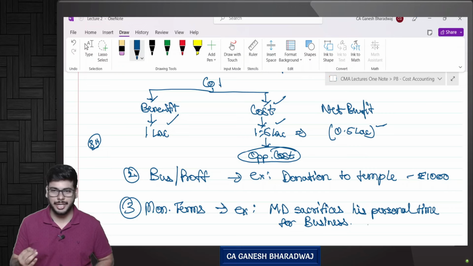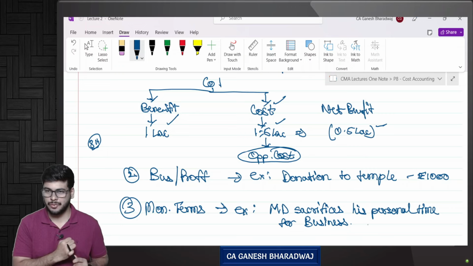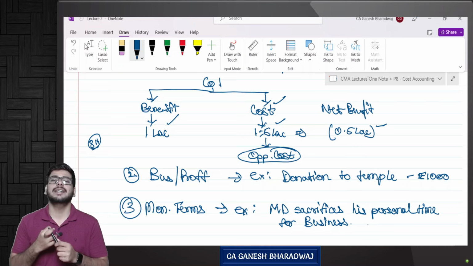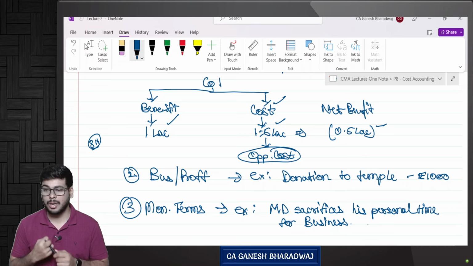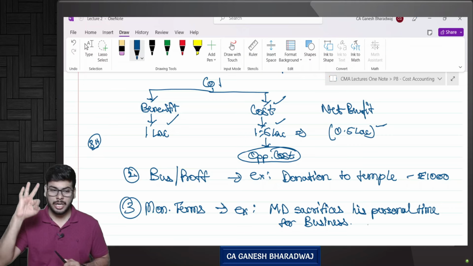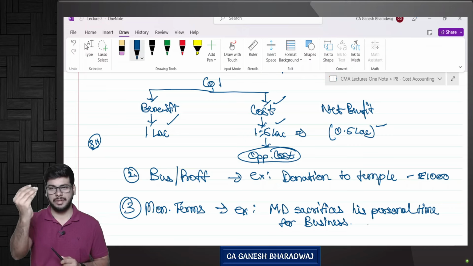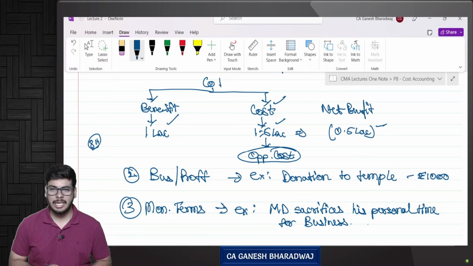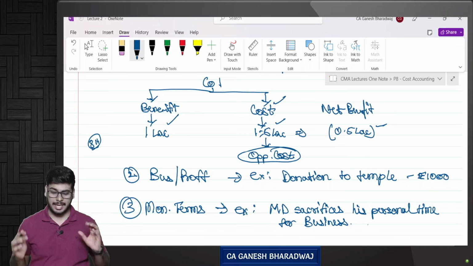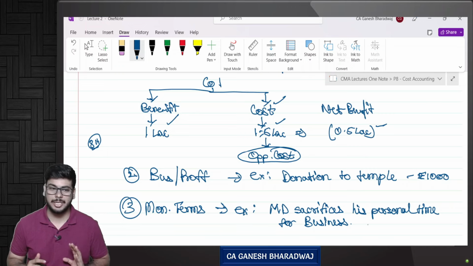And what are these three conditions? There has to be a sacrifice of resources that needs to be relating to your business or profession, and that could be quantified in monetary terms. So only if all these three conditions are cumulatively satisfied, you can call that a cost. Are you all clear with this? Yes. And we have seen three different examples for all of that.